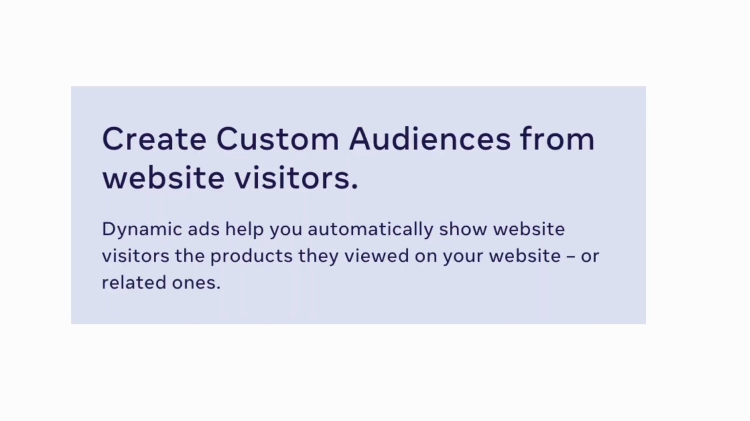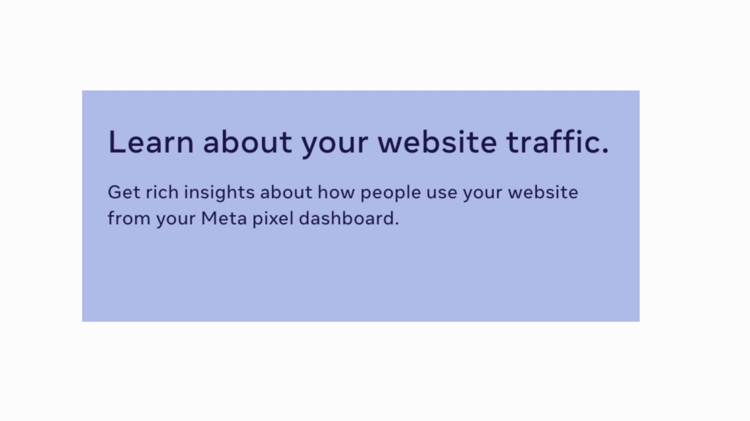Create custom audiences from website visitors. Dynamic ads help you automatically show website visitors the products they viewed on your website or related ones. Learn about your website traffic. Get rich insight about how people use your website from your Meta Pixel dashboard. You can see all of these things clearly in your event manager.